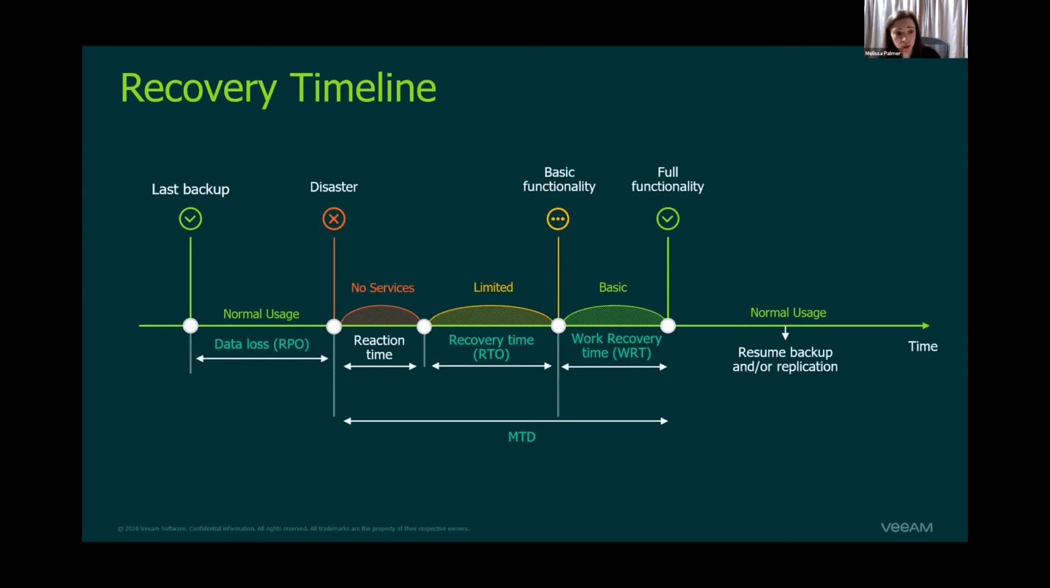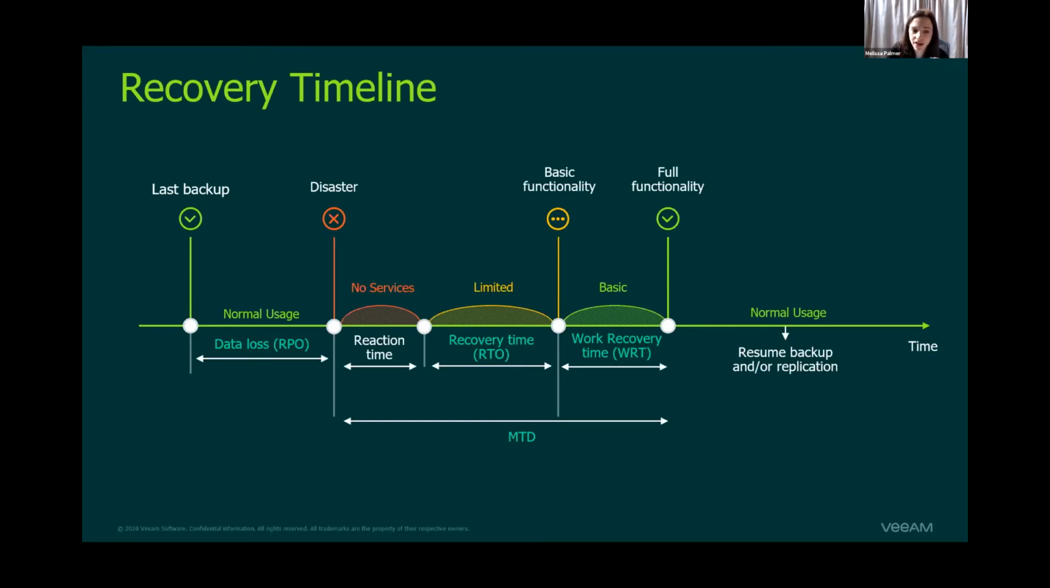The time between our last backup, replica, replication job, whatever, the last good copy of our data we have, and our disaster is our RPO, right? So our RPO is basically the time between there. So we're going to say, okay, our RPO is 8 hours. Fine. Let's go with that. Then we have our RTO and our recovery time, right?